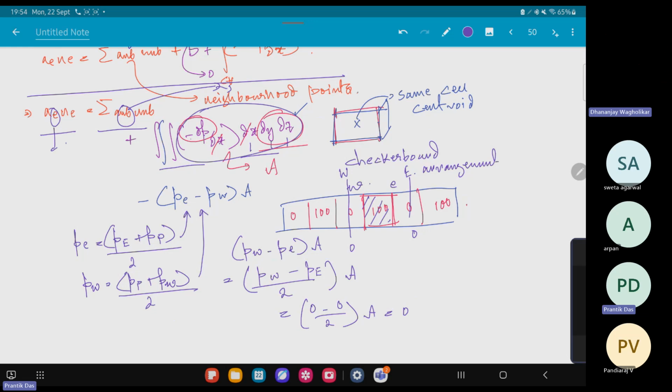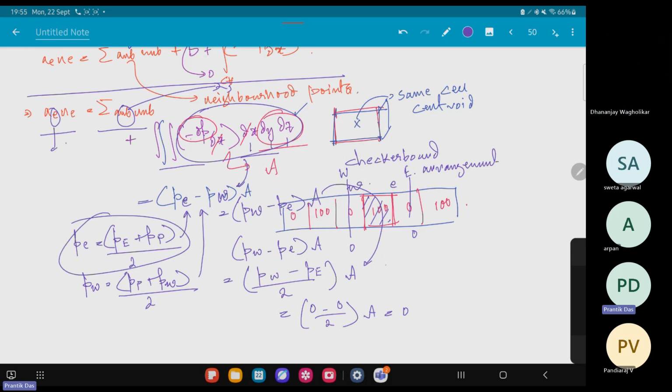If I simplify this term, it comes out to be minus of (P_e minus P_w) multiplied by area, where this is small e and this is small w. There is a minus sign there. This is the pressure term. So P_w minus P_e multiplied by area itself, and it comes out like this.